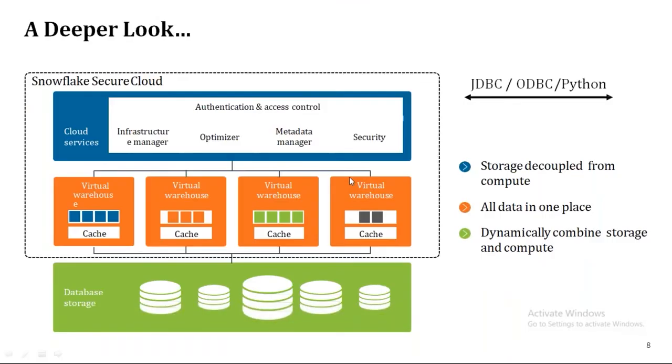So the Snowflake architecture is divided into 3 different parts here. One is the storage layer, the second one is the compute layer, and the third one is the cloud service layer. What are all these 3? Okay, let me explain one by one.